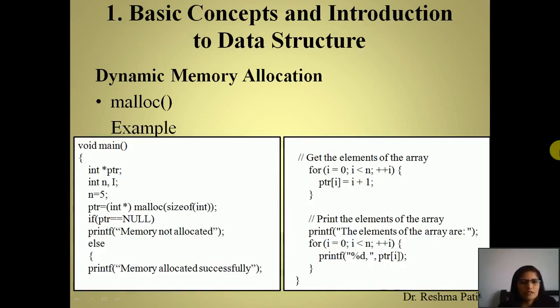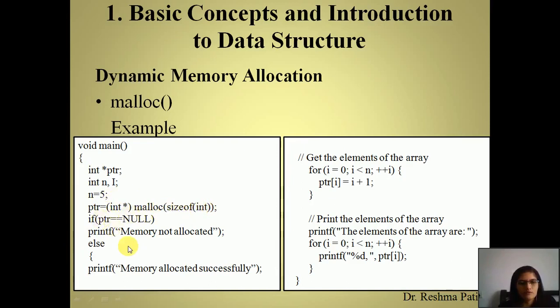Example of malloc. Here I have not written the header files. We have to include the stdlib.h header file with stdio.h and conio.h. So in void main I have declared one pointer variable, int star ptr, and 2 integer variables n and i. Next I have initialized n equal to 5, so I will take memory for 5 blocks. Here I have allocated memory using the malloc function. ptr is of type integer, so I have written the typecast as int star, and in malloc I have to write n into sizeof int.